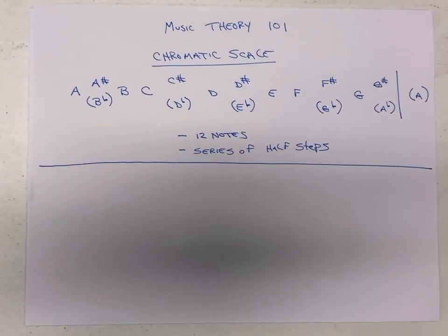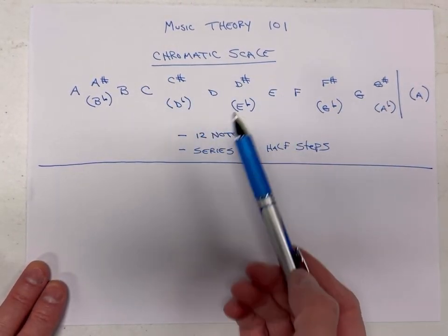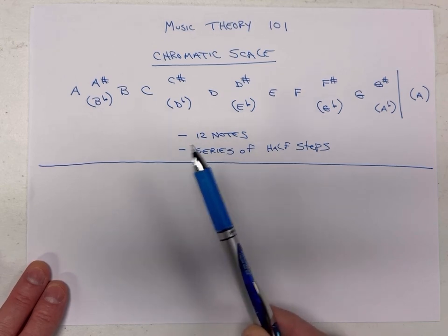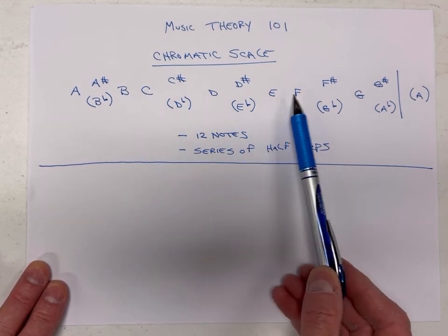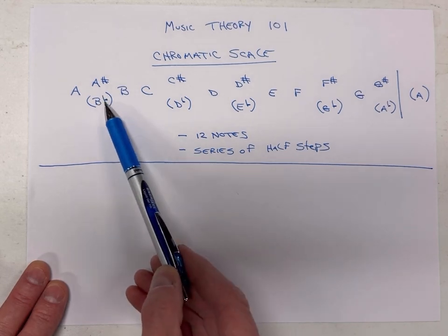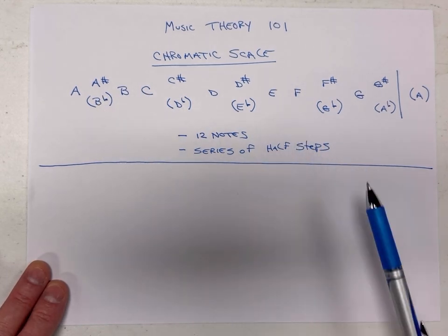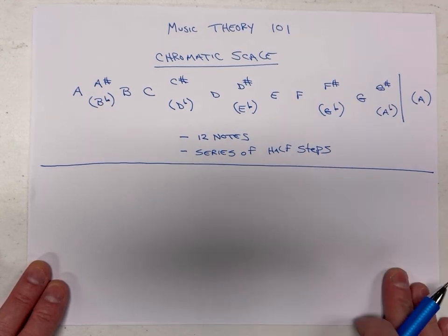Okay, in our last video, we discussed what the chromatic scale is. One thing that I want to clear up that I didn't mention in the last video is that between the B and the C and between the E and the F, there are no sharp or flat notes in there. I just wanted to clear that up because I didn't mention it, but there's some text on the previous video.